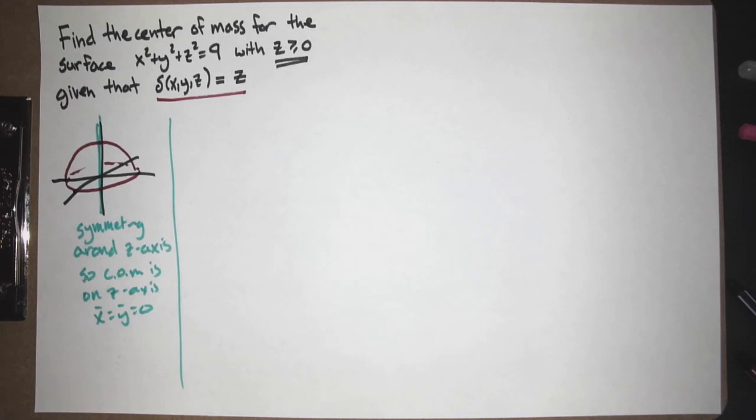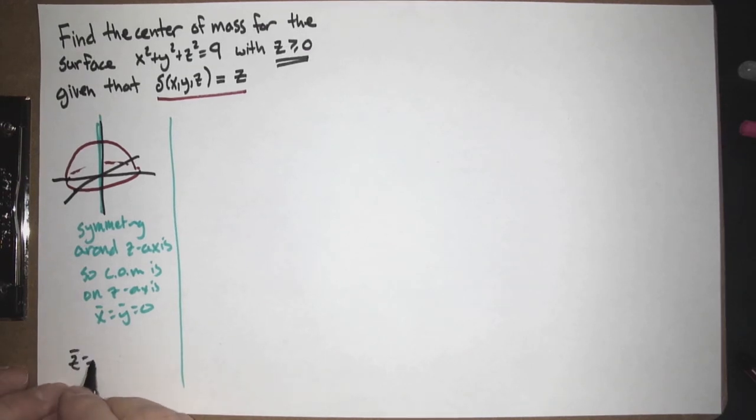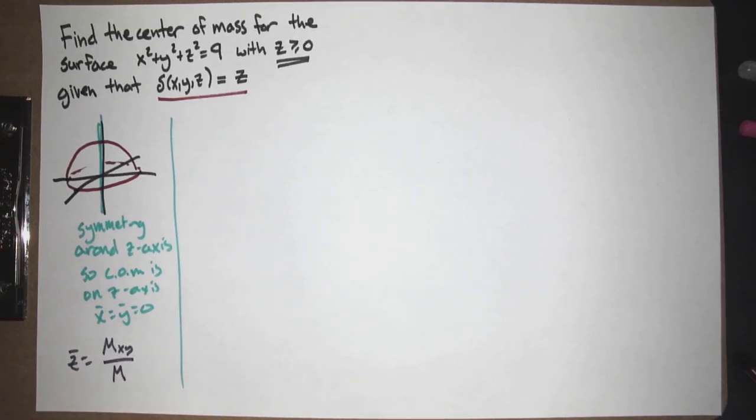If we're looking for z bar, the z coordinate, how do we compute that? Take a moment to think about it. Someone mentioned a moment, M_xy. Anything else? Mass. So it's a moment divided by mass. Well, which one should we try first? Mass. Okay, let's go for mass.